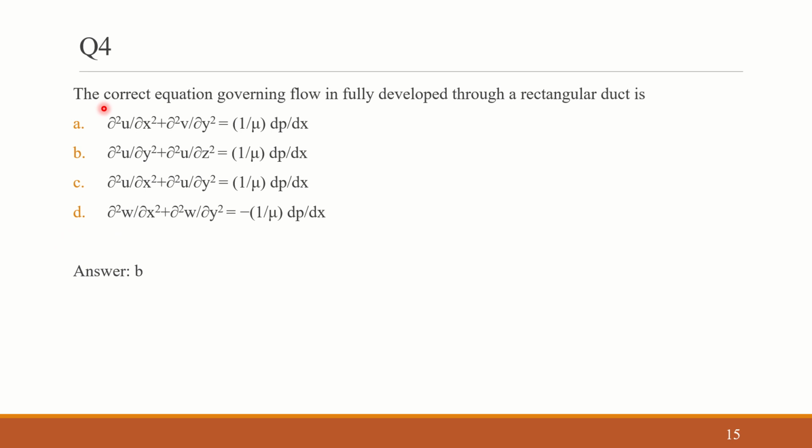So coming back to the question, the right answer is: the correct equation governing fully developed flow through a rectangular duct is given by ∂²u/∂y² plus ∂²u/∂z² equal to 1/μ ∂p/∂x. So that is the equation. Why we are taking the x direction is that mostly pressure is given in the x direction. We can take it in the v or w direction also, depending on what is given in the question and what is given in the options. But here, since it is an x directional flow, we are considering everything on an x basis.